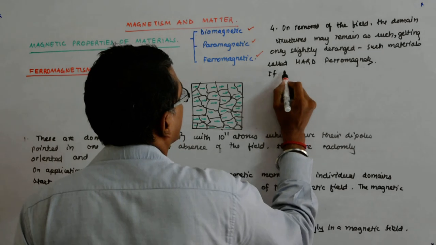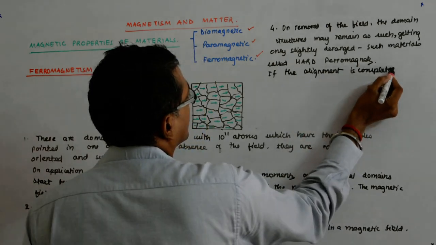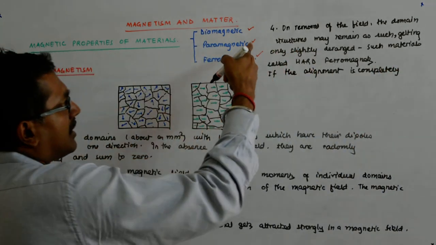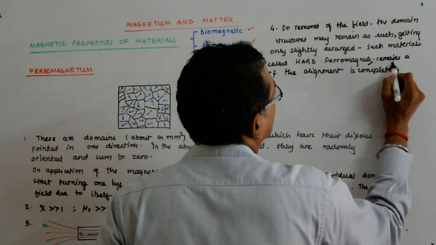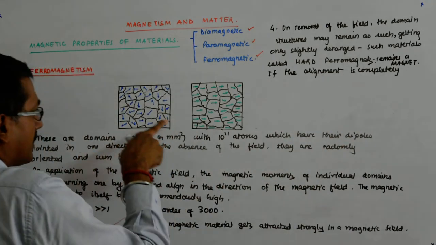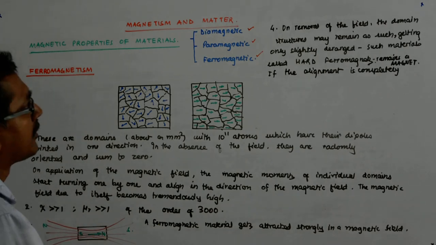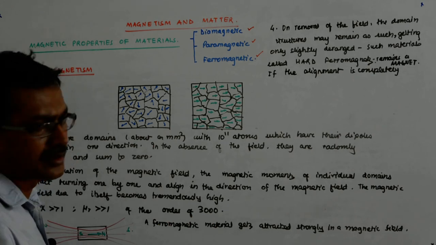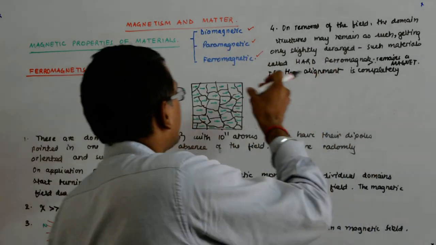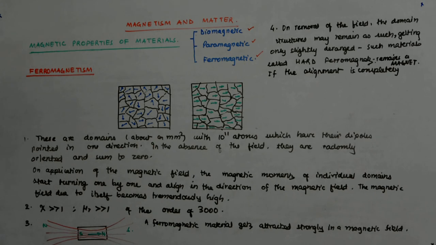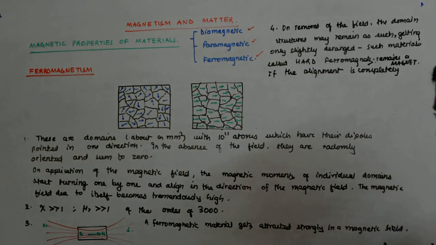Now, if the alignment is completely disturbed, and the material remains magnetized, right? So it remains a magnet, in hard ferromagnets. If it is all aligned like that, this is gone, still it has this field, no? The green field still remains. On removal, only slightly deranged. It's not that it is completely like that as it was in the presence of a magnetic field. Slightly, some wavering actually happens. It will come back to its original form after some point of time. No, that depends. That again depends on their coercivity. You'll understand gradually.